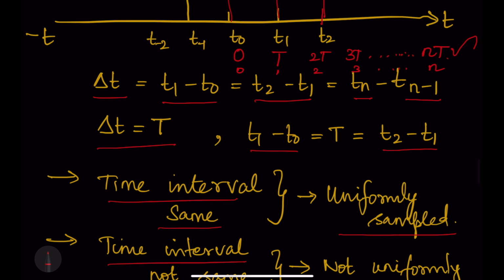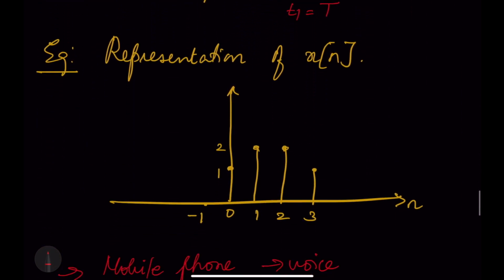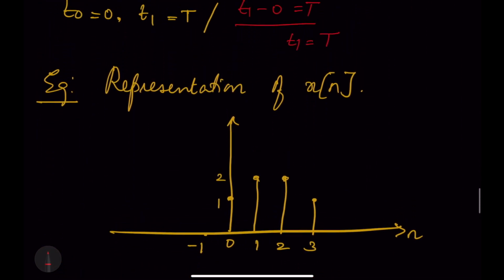So this is a simple example of how you can represent a signal. So how will you write the values? I have plotted a signal here, a discrete time signal. So let us see how this signal can be represented mathematically. So this is x of n.